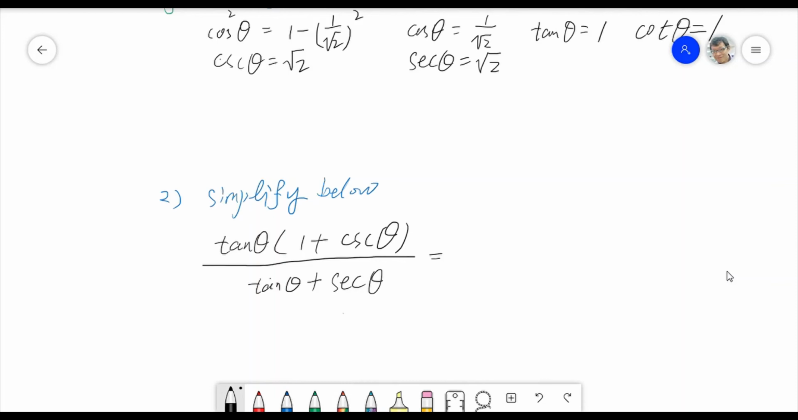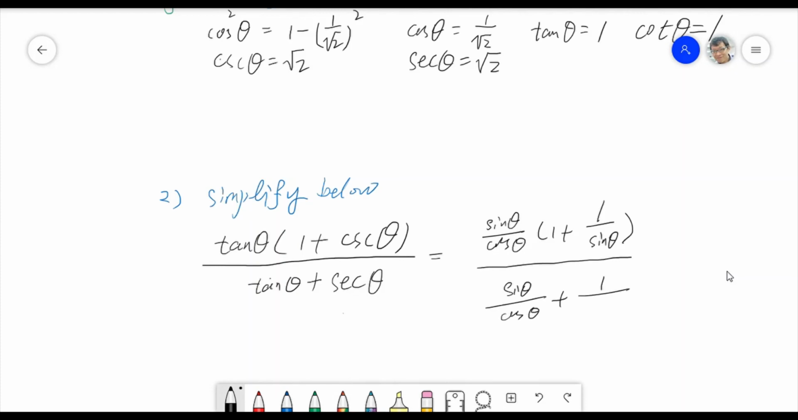Okay. So tangent equals what? Sine over cosine. This is right? So 1 plus cosecant. Cosecant is what? It is 1 over sine. Am I right? So here, tangent is sine theta over cosine theta. The second is 1 over what? Cosine theta. Am I right?